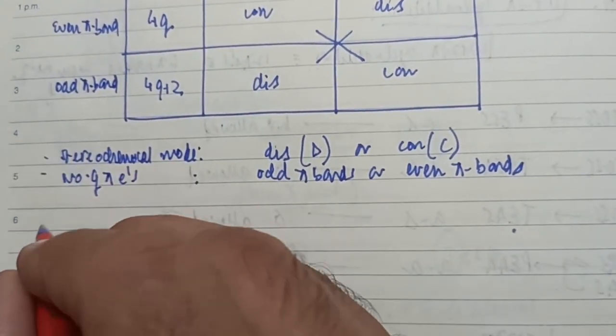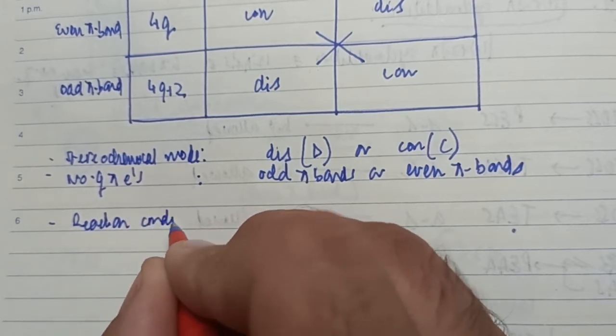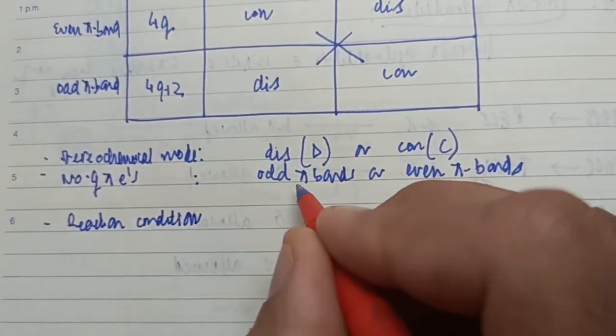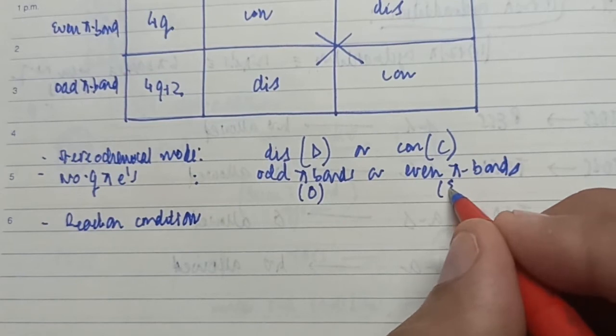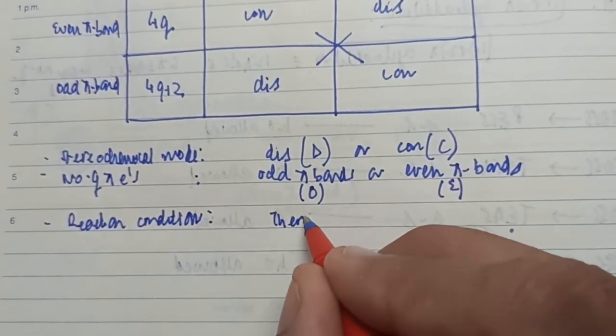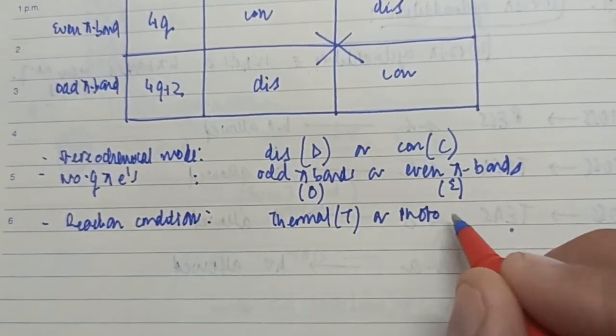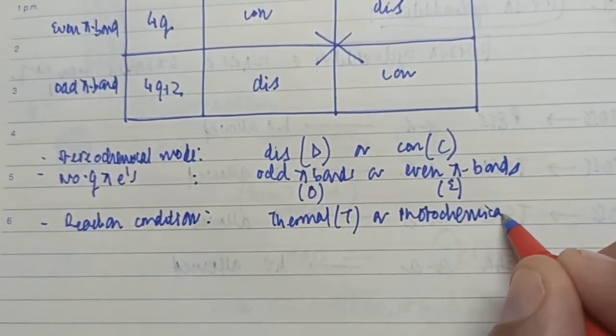So the third thing which we need is the reaction condition. There are two possibilities. It can be O or E, and the third possibility is the reaction can be thermal, T, or photochemical, P.